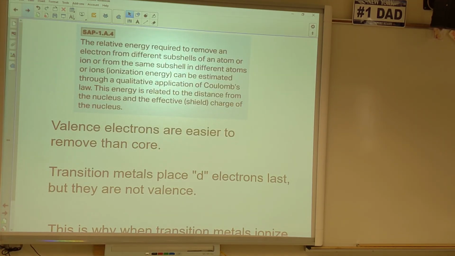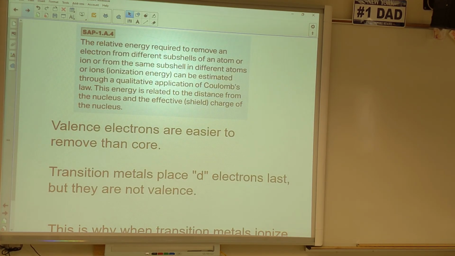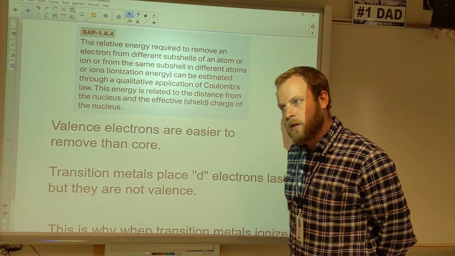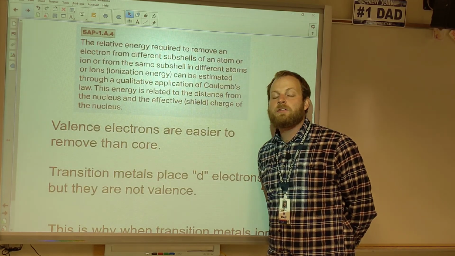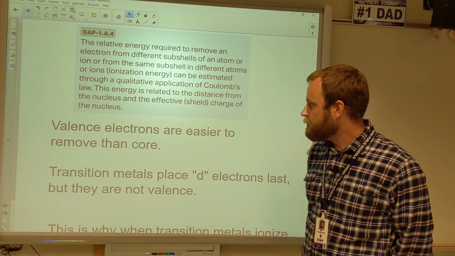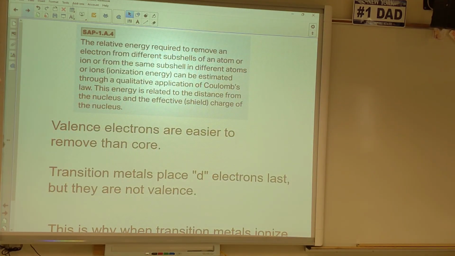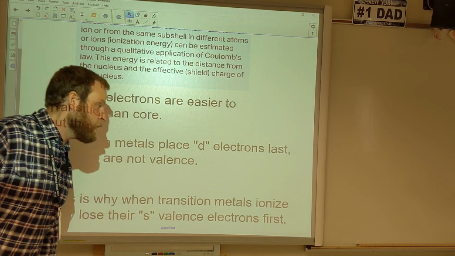The relative energy required to remove an electron from different subshells of an atom or ion, or from the same subshell in different atoms or ions, ionization energy, we're going to do that later this unit, so don't freak out about that, can be estimated through a qualitative application of Coulomb's law. That's the gravity analogy that I did. Basically, the closer an electron is to the nucleus, the harder it is to remove. Or if the nucleus is more positive, like sulfur is more positive than oxygen, it'll be harder to remove an electron from sulfur. This energy is related to the distance from the nucleus and the effective shield charge of the nucleus. Valence electrons are easier to remove than core. They're farther away from the nucleus.